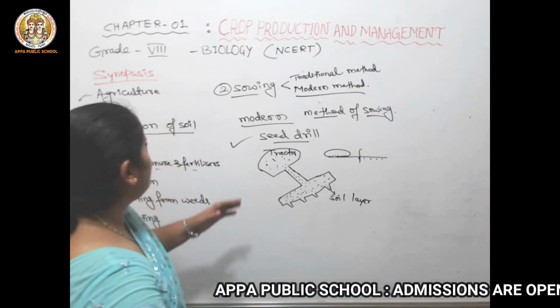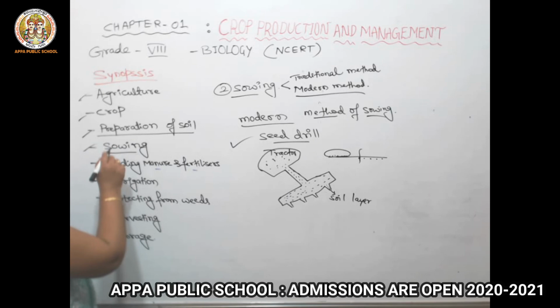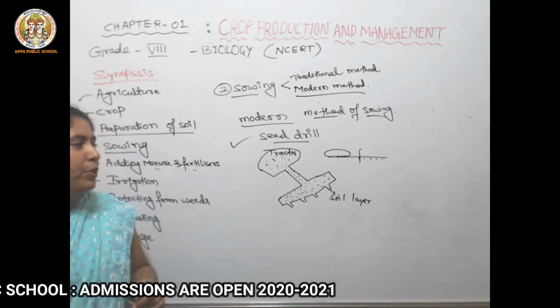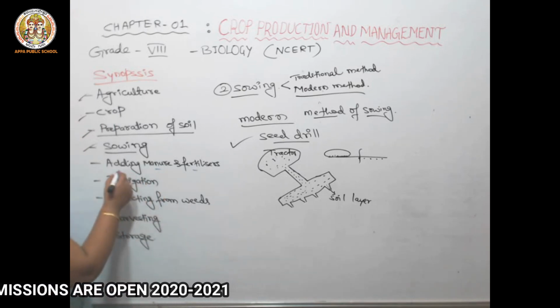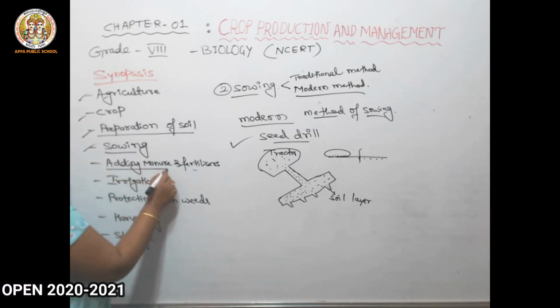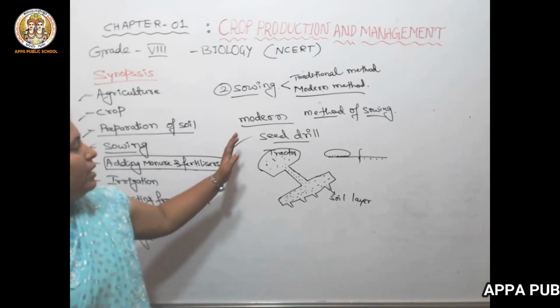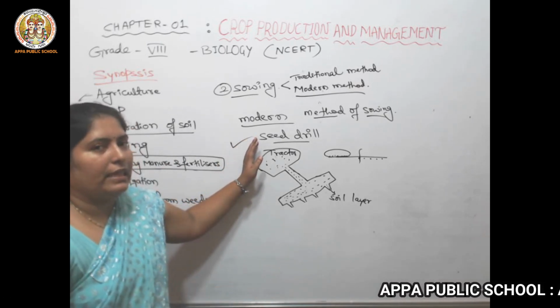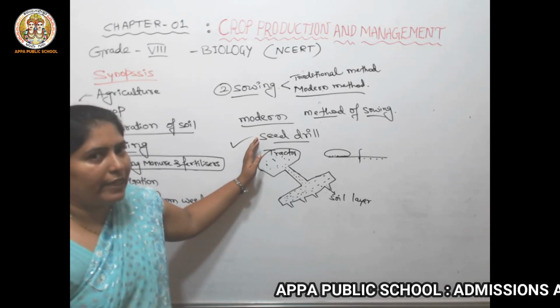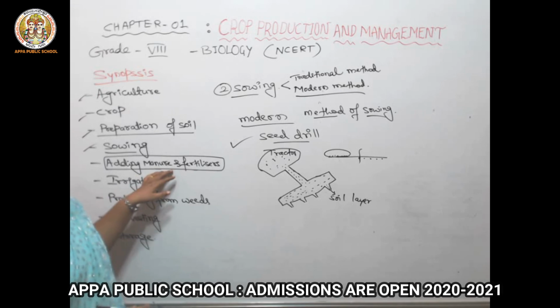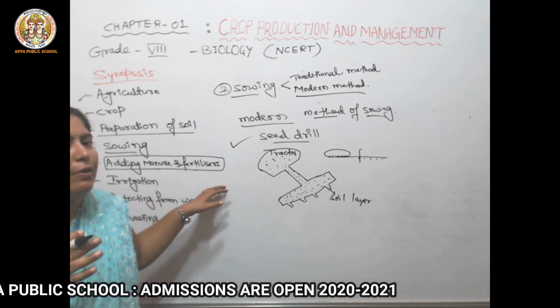So here you understand the second step in the agriculture process, that is sowing. In my next class I will explain the third step in agriculture, that is adding the manure and fertilizers. You remember, up to this process we have sowed the seeds in our field. In the next class, I will explain how we have to go for the addition of manures and fertilizers and which we have to select.